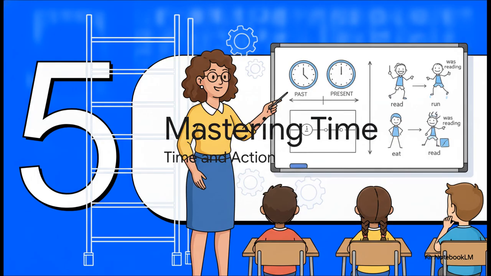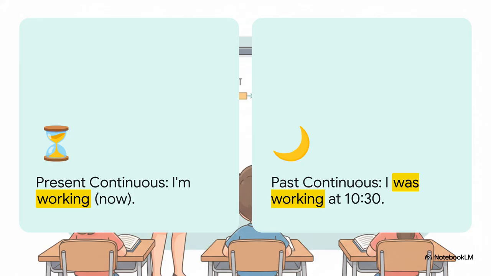Finally, Section 5, Mastering Time and Action. Let's bring it all together and connect what you just learned back to what you probably already know. If an action is happening right now, you use the present continuous, I am working. To travel back in time, all you have to do is shift that helper verb. Am simply becomes was. The sentence transforms into I was working at 10:30 last night. It's a completely seamless transition from present reality to a past memory.